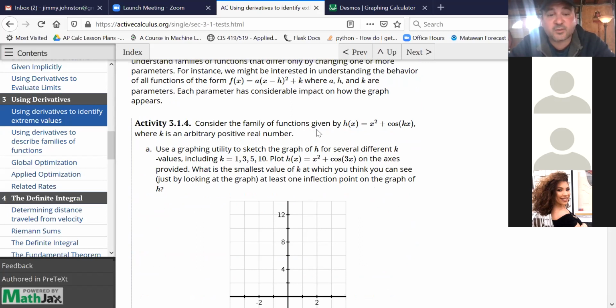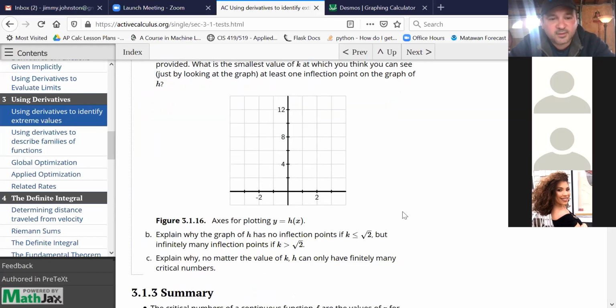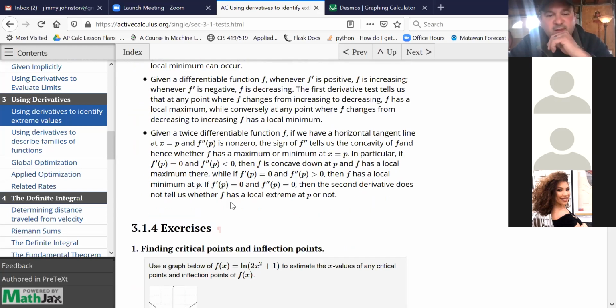Here's a good one. This is a great one because it involves a trig function, so it's not just straightforward polynomials. Consider the family of functions given by h of x equals x squared plus cosine of kx, where k is some positive real number. Use the graphing utility to sketch the graph. Explain why the graph of h has no inflection points. Oh wait, no, this is outside of the second piece.